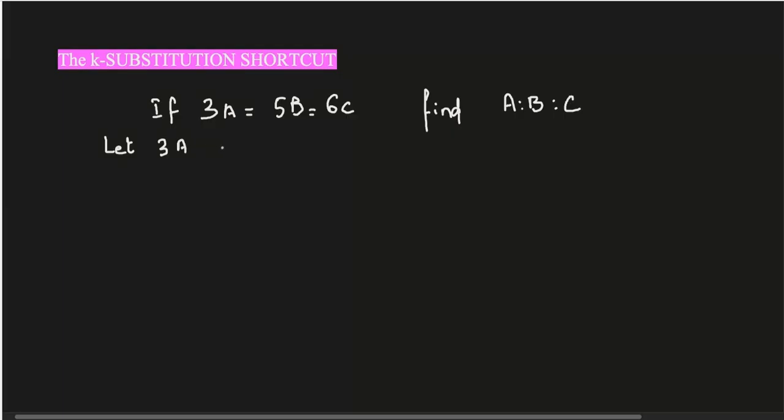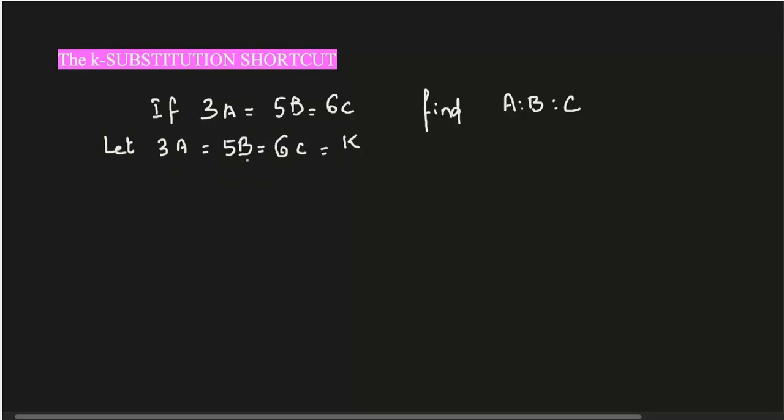If 3a equal to 5b equal to 6c, find A is to B is to C. Find A is to B is to C. How will you do that? We need to assume everything as K. Let 3a equal to 5b equal to 6c is equal to a constant which is k.